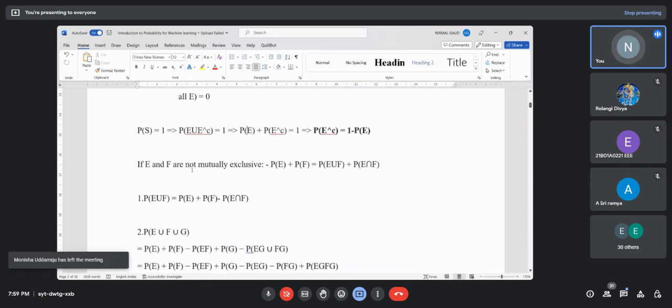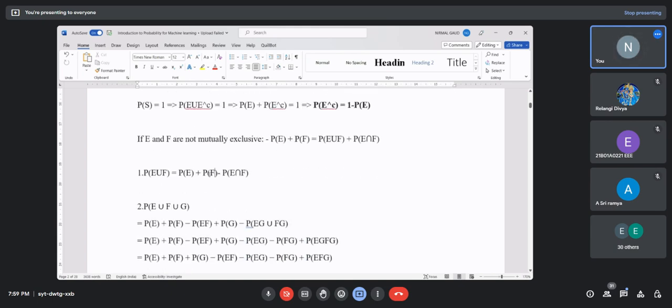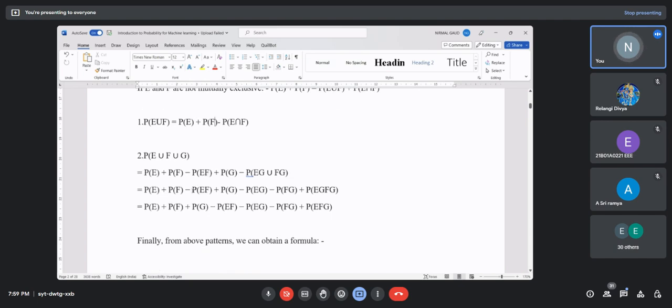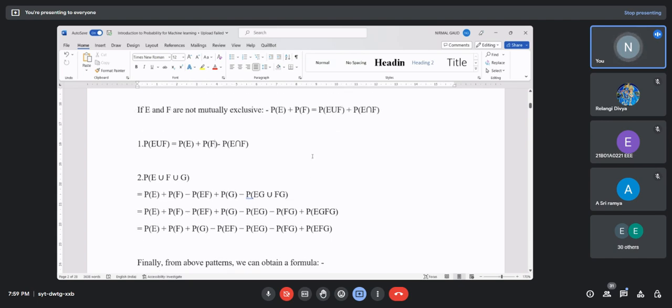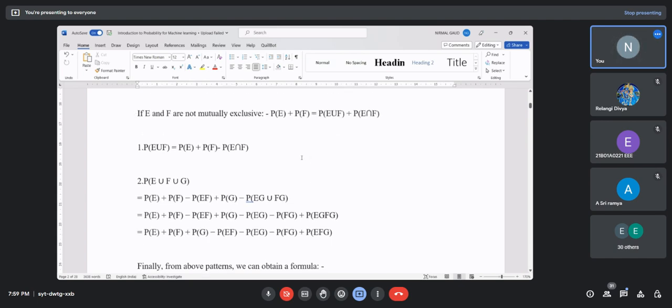Okay, and if they are not mutually exclusive, here is a formula: P(E union F) equals P(E) plus P(F) minus P(E intersection F). If E and F are not mutually exclusive, here's a formula. There are various formulas, and we are not going to prove them, just understand what formulas I need to write.